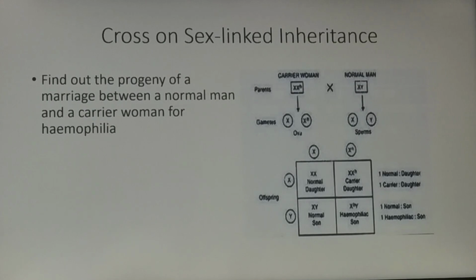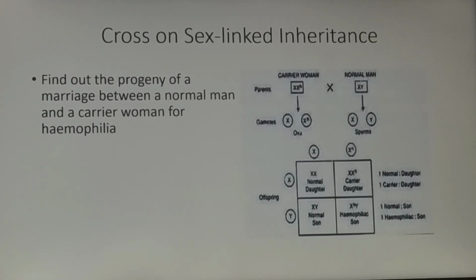Okay, if suppose the woman was a hemophilic woman, what would have been the genotype? It would be X^HX^H. Okay. Now here the question is, the marriage is between a carrier woman and a normal man. So first line we write the phenotype. Second line we write the genotypes.